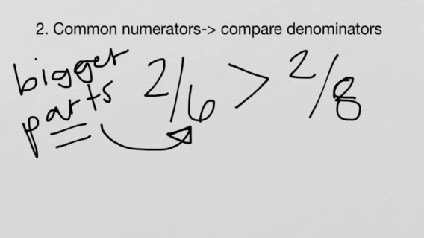Common numerators, and then we can compare denominators. We have 2/6 and 2/8. We have 2 in both of our numerators in our fractions, so we're going to compare 6 and 8. When we're talking denominators and we have the same numerators, 6 is going to be greater than 8 because it's a bigger part of the whole.